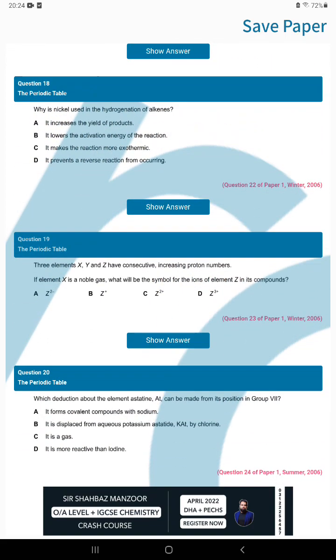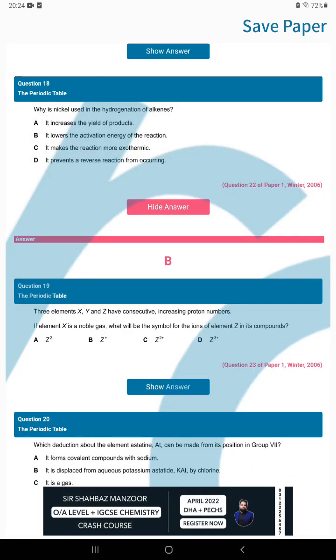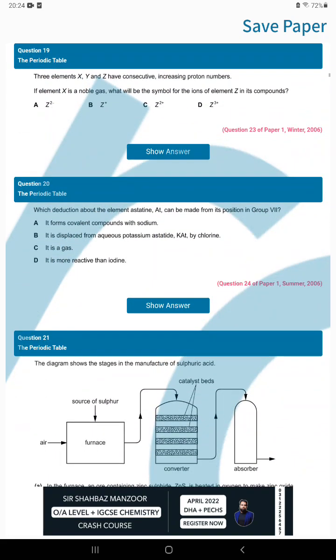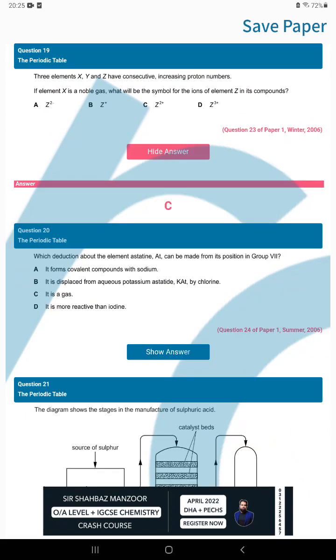Why is nickel used in the hydrogenation of alkenes? It increases the yield of products. It lowers the activation energy of the reaction. It makes the reaction more exothermic. It prevents a reverse reaction from occurring. B. It lowers the activation energy of the reaction. The 3 elements X, Y and Z have consecutive increasing proton numbers. If element X is a noble gas, what will be the symbol for the ions of element Z in its compounds? Z2+. Correct. C.